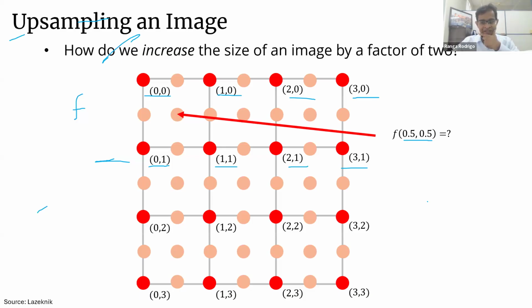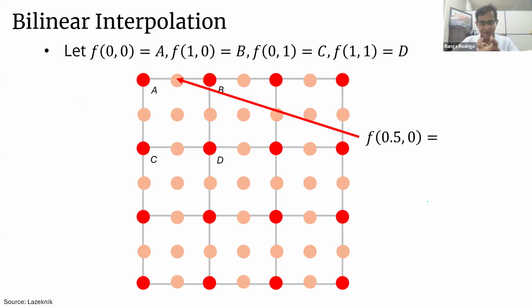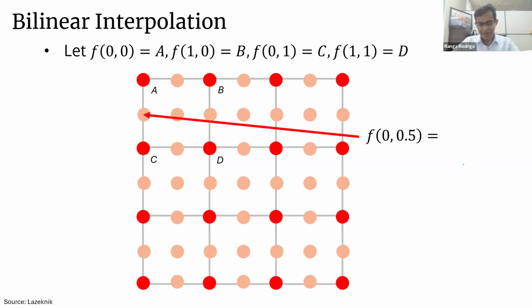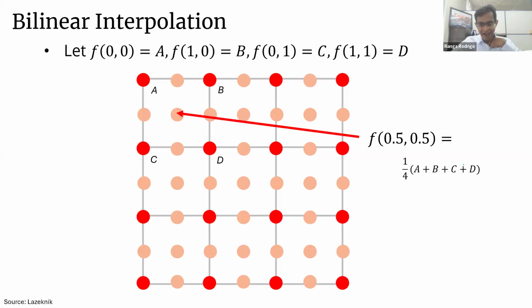Then how do you compute that value? If the values of these 4 pixels are A, B, C, and D (initially I took them as 100 and 200, but these are symbols), this one you can compute as half of A plus B. Very simple. This one you can compute as half of A plus C. This one you can compute as a quarter of A plus B plus C plus D.